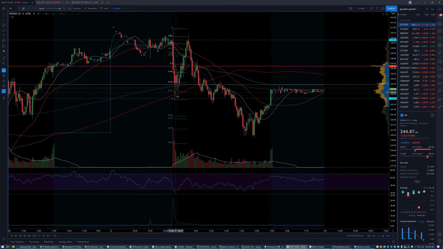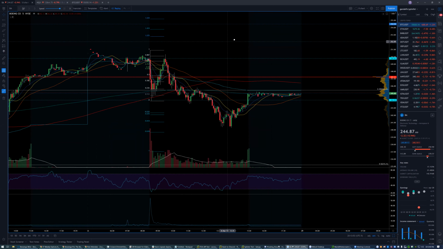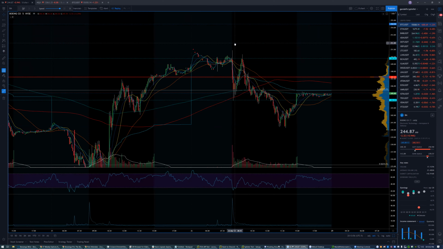So if we started here and say I only got 5 contracts, I would have trimmed 1, 2, 3 times and then had 2 runners. One would have got chopped off here and the other one would have got stopped out about right here. I always try to stop my runners in profits. I don't want to give too much back. And the reason we hold on to our runners is sometimes we see a stellar move and it just keeps going. And you can make a lot more money if you're good at holding your runners.